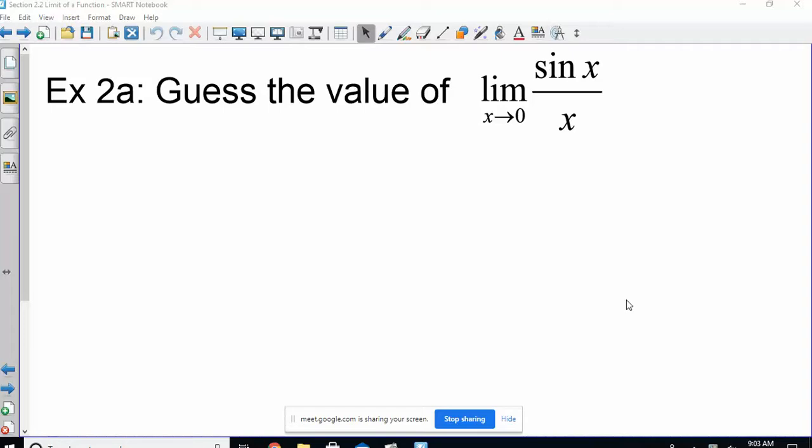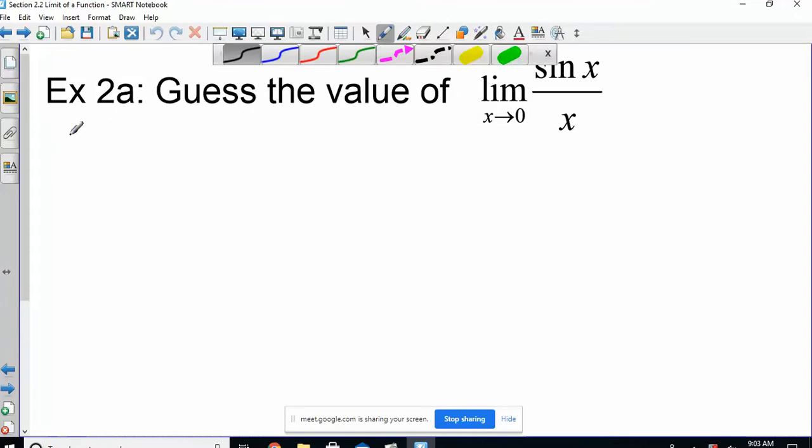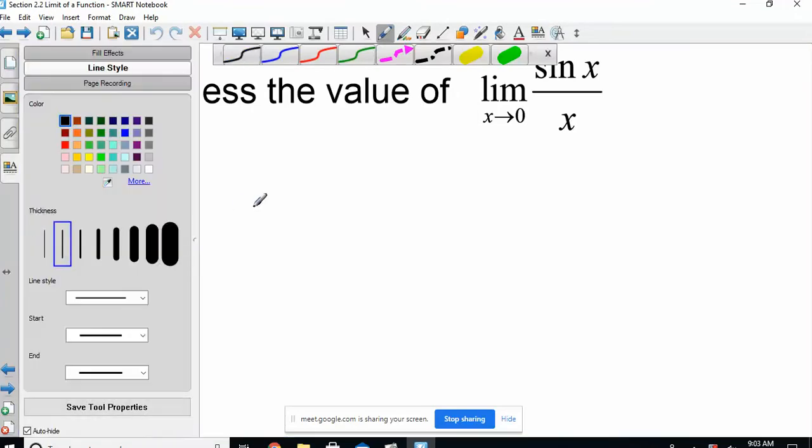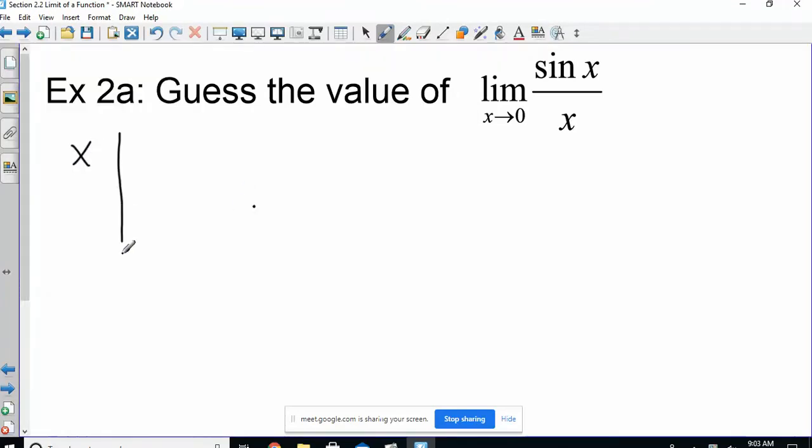The limit as x approaches 0 of sine x over x. What do we have to do here? Make our tables. It is approaching 0 from both sides, so we need two separate tables. So yesterday we just did the x and y. We don't have to have the slope here because I'm not trying to estimate the tangent line. So approaching 0.